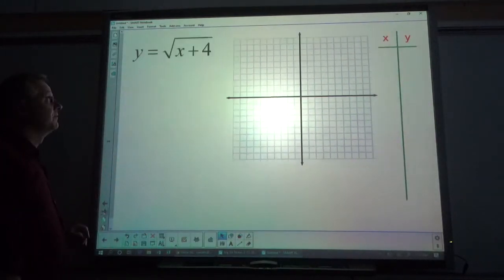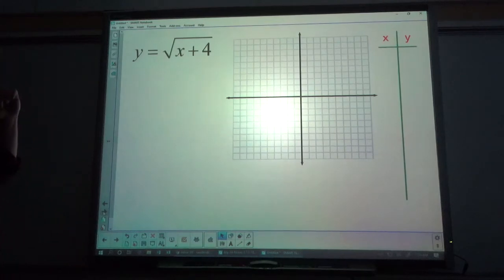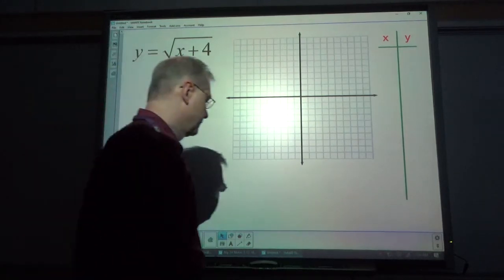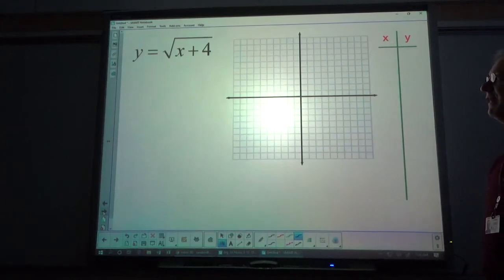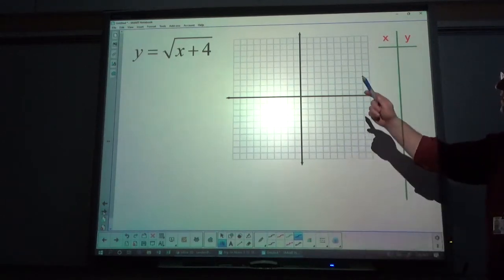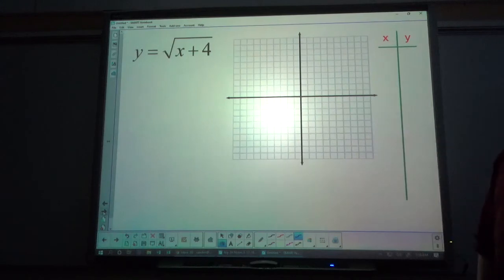Take a look at another one. All right, this one's different. There's no multiplier on the outside, but there is an addition happening inside. So the question becomes, what value of x will make the inside 0?